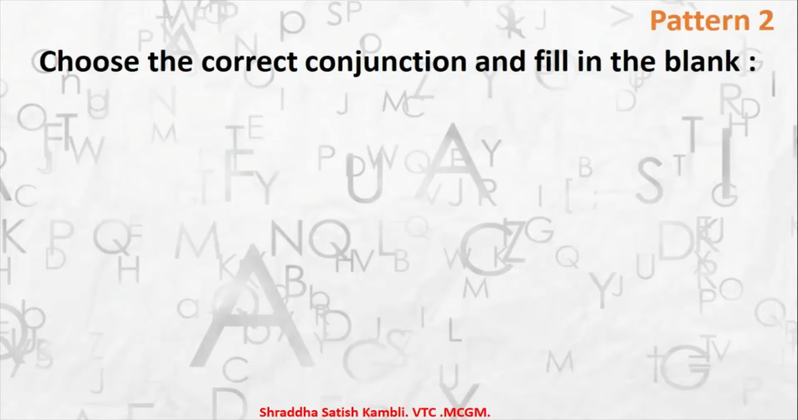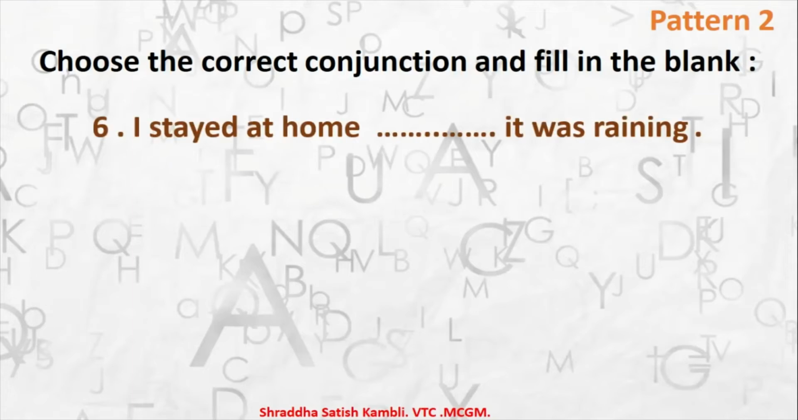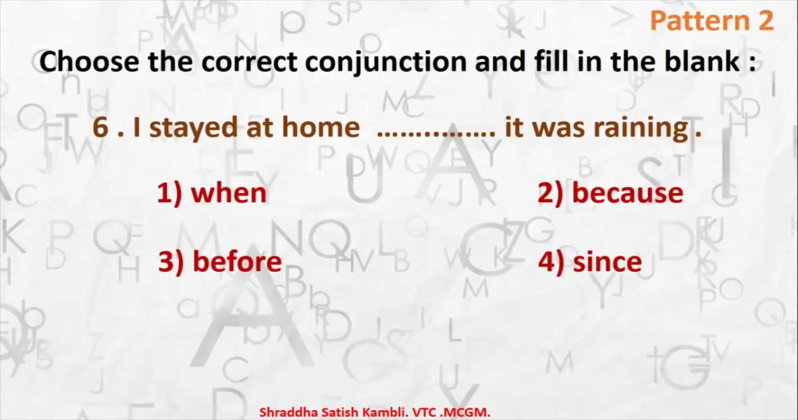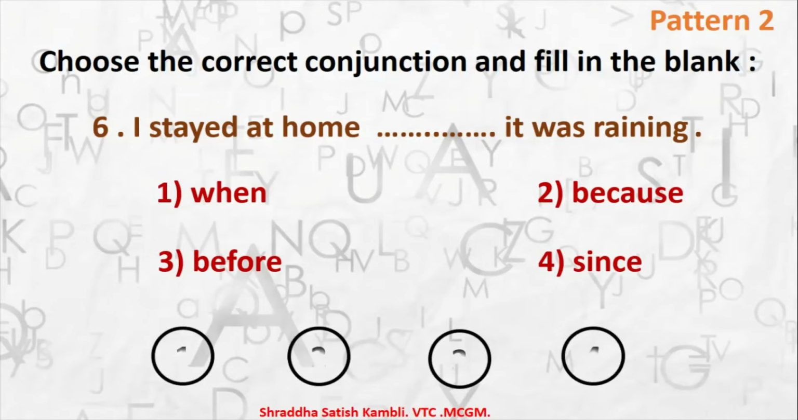Moving on, let's go to pattern 2, where you will choose the correct conjunction and fill in the blanks. So here is your sentence with a blank. I stayed at home, dash, it was raining. So what word will fit into this blank here? Will it be, I stayed at home when it was raining, I stayed at home because it was raining, I stayed at home before it was raining, or I stayed at home since it was raining? So which do you think is the correct word to fit in here?